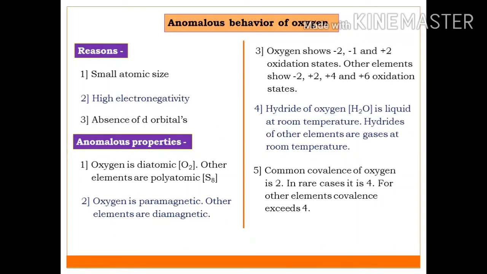Common covalency of oxygen is 2. Means oxygen can form maximum 2 covalent bonds. In rare cases, it is having a covalency of 4. But for other elements, the covalency is always greater than 4. That is, it exceeds 4. So these are the anomalous properties of oxygen.